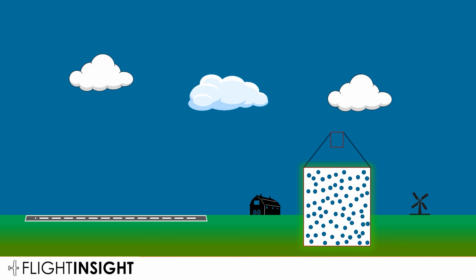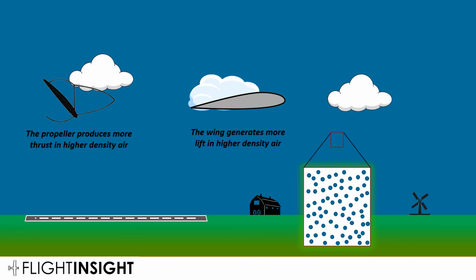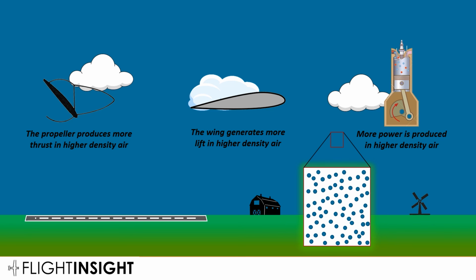The airplane loves high-density air. The propeller produces more thrust in higher density air. There's more air molecules for the blade to push. The wing generates more lift in higher density air. There are more air molecules for the wing to turn and deflect downwards, and the engine produces more power. Engines, just like a campfire, require air to breathe and combust, so more air in the cylinder means more power produced. So we care about the density of the air, and we want a way to express it in a way that helps us with flight planning.